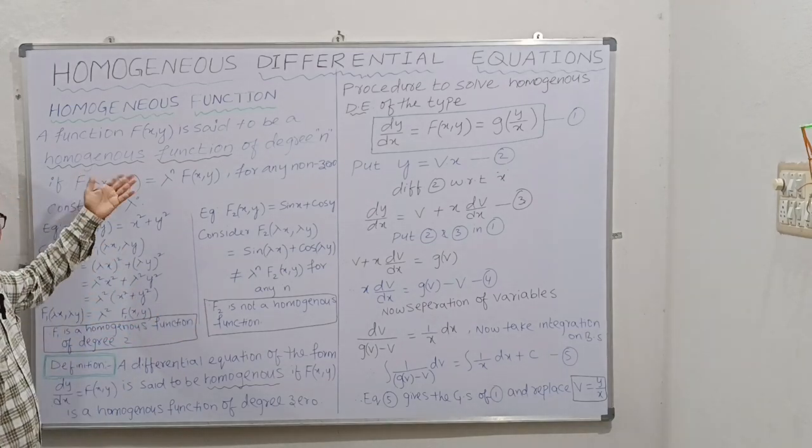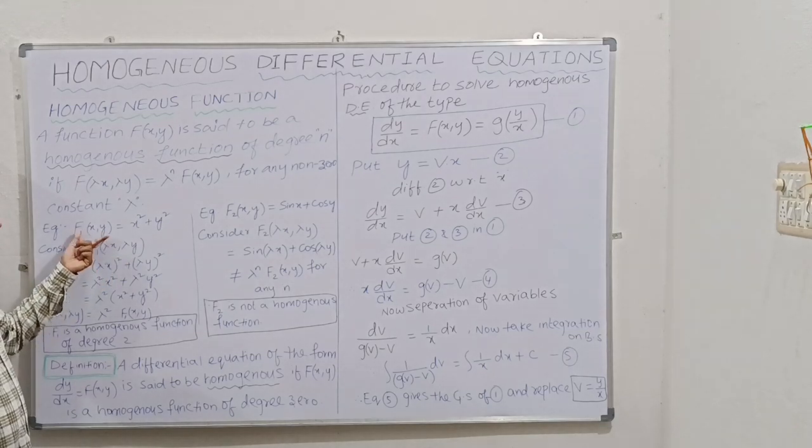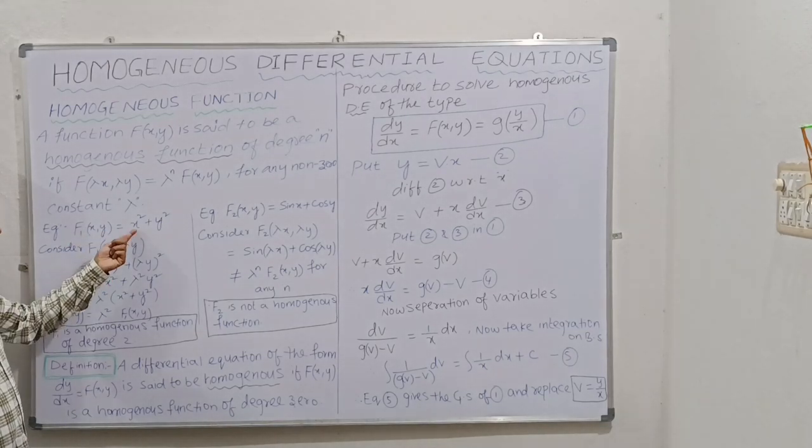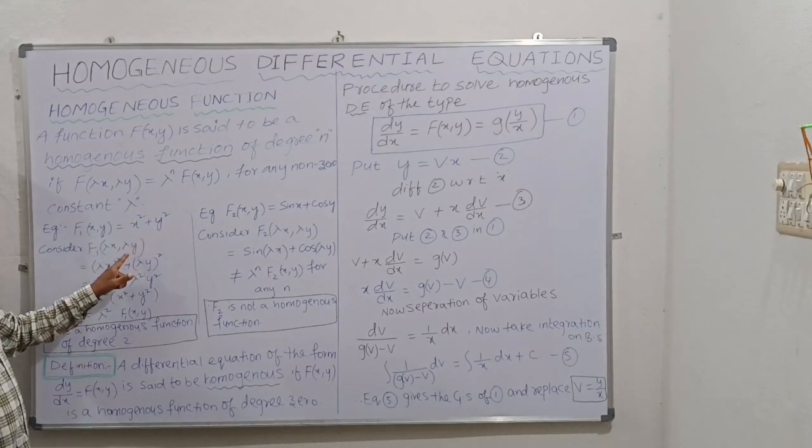So we have to apply the definition. So what we have to do? You have to substitute lambda x instead of x, and lambda y instead of y in the given function. So then what happens? Instead of x we put lambda x square plus instead of y we put lambda y square.